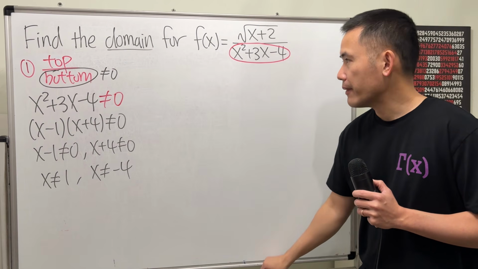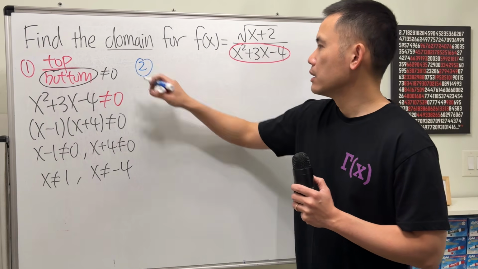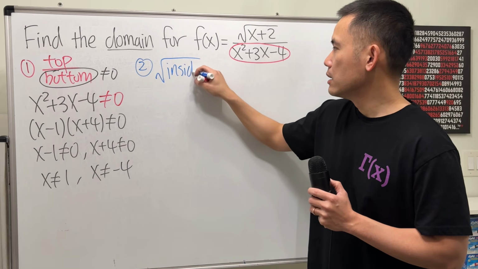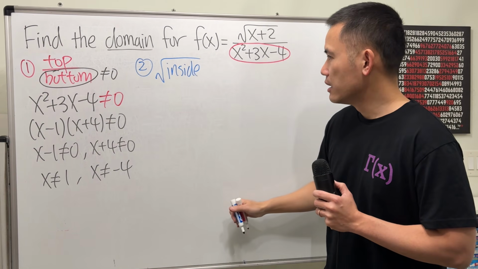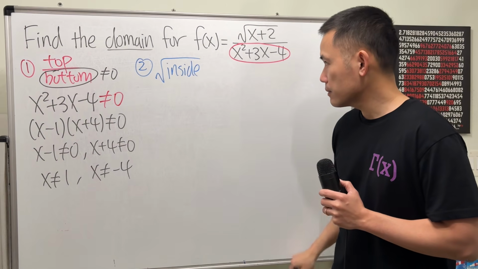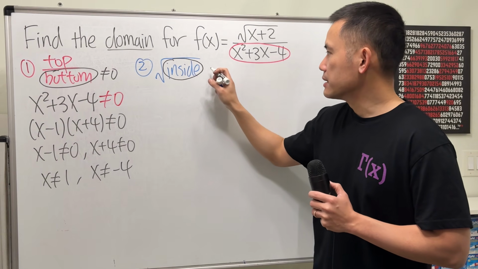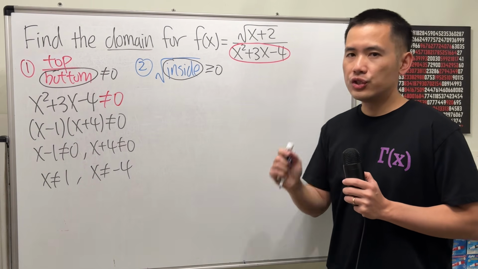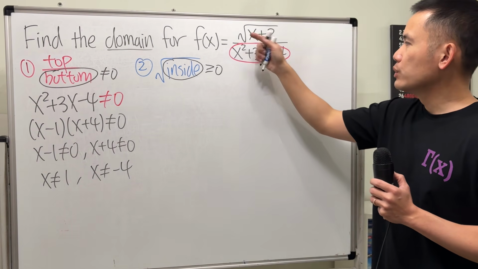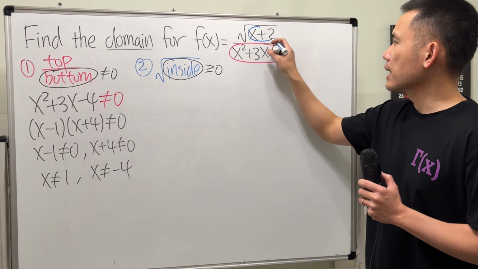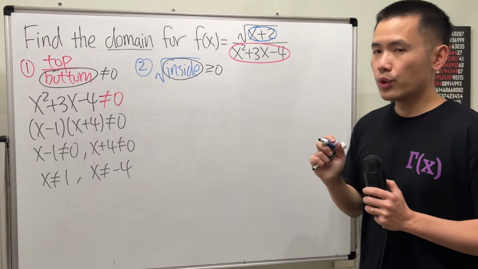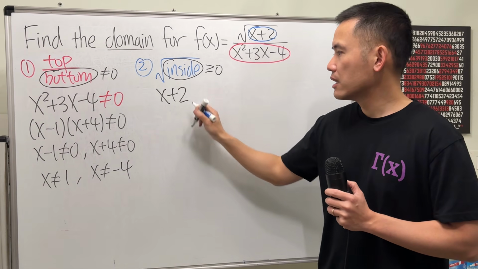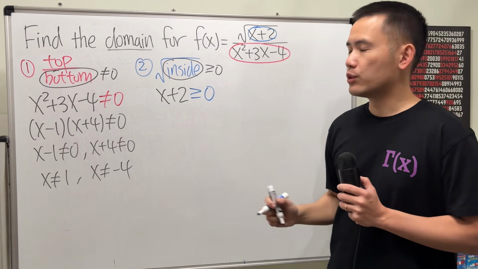Now, the second thing is that because we have the square root, remember that if we have a square root of an expression, we have to make sure that the inner function has to be greater than or equal to 0. Just the inside, right? Just the inside. Because we have the square root of x plus 2, that's on the inside. So I'm going to write that down, x plus 2, and make sure that it's greater than or equal to 0.